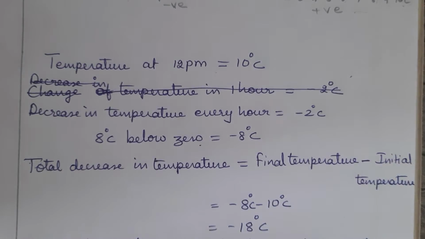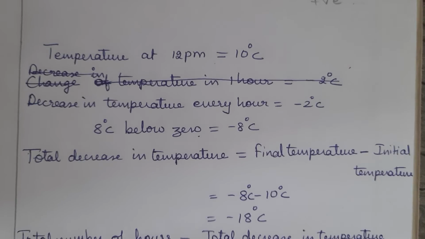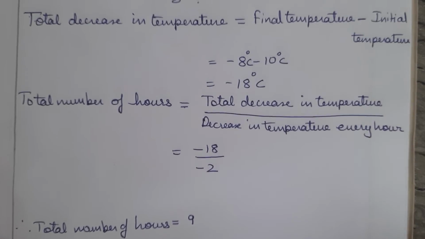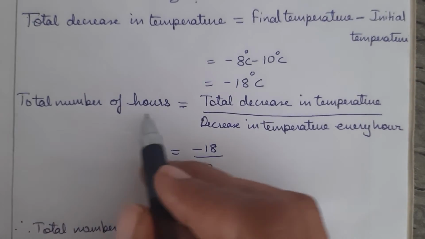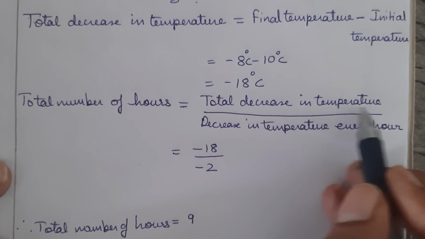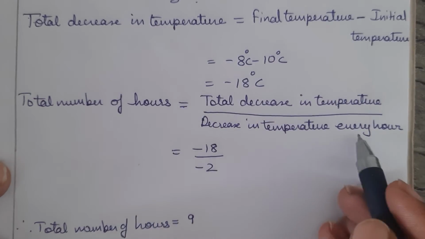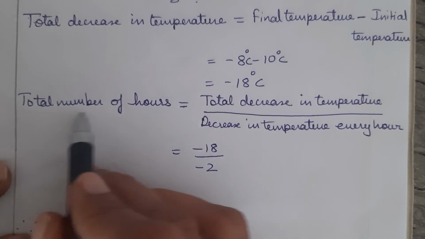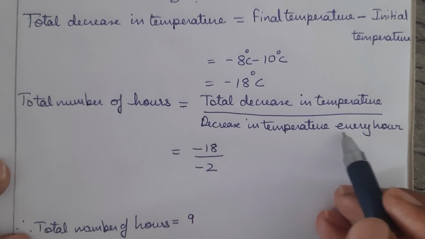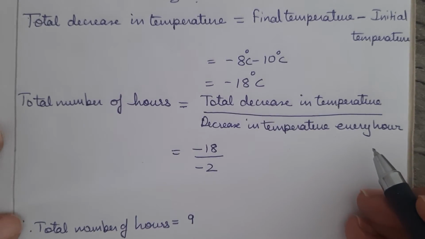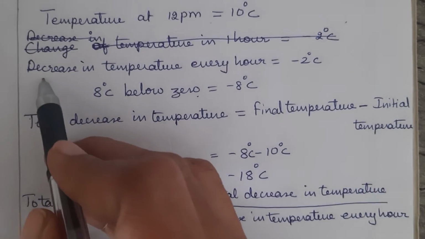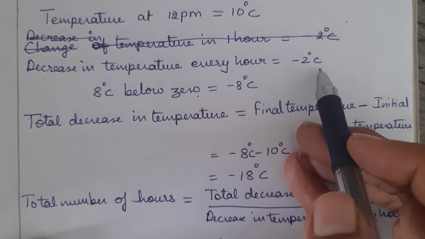Now how can we find this? If you want to find the total time, you need to find the total number of hours. Total number of hours is nothing but total decrease in temperature divided by decrease in temperature every hour. So we already know the decrease in temperature every hour. Every year what is the decrease in temperature? It is minus 2 degrees Celsius.